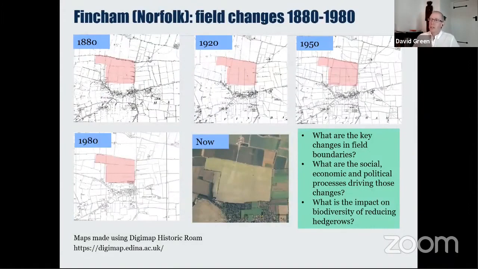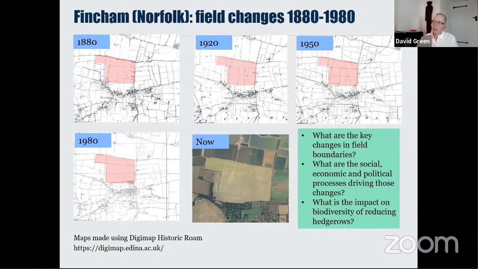So again, using Edina, using Historic Digimap, I started with what does the area look like today? On the bottom right now, you'll see that map. Interestingly enough, if you look closely at that map, you'll also see some lighter and darker areas. Those lighter and darker areas actually pick out old field boundaries.